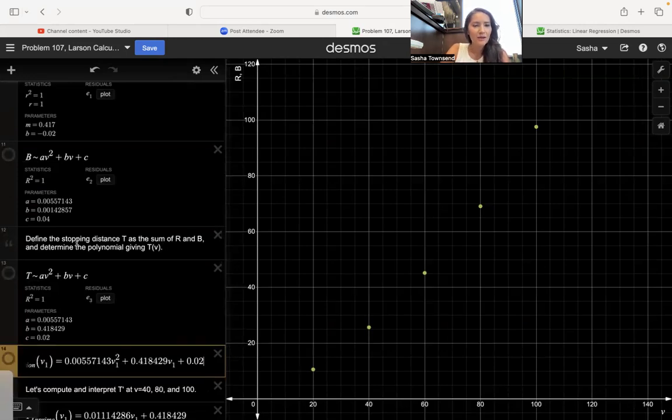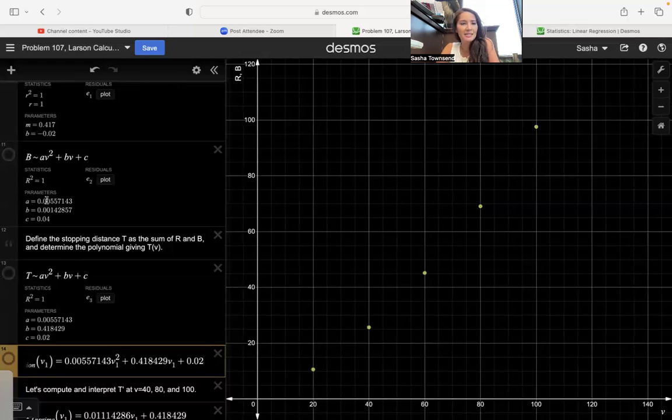And it says, define the stopping distance T as a sum of R and B and determine the polynomial giving T of v. So we know this is quadratic, the other one's linear. We would assume we can use the statistics calculator to come up with another quadratic model, because a quadratic function plus a linear function is going to be quadratic.